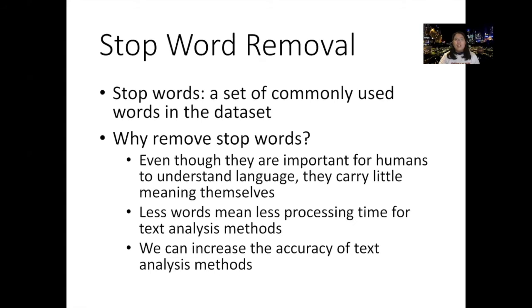Lastly, we can increase the accuracy of text analysis methods. Sometimes you find spurious correlations or associations that are not meaningful. For example, you observe that the positive reviews for a product are more likely to contain the word "and." Your text analysis method may take this into account and classify all reviews with the word "and" as positive reviews. But if you remove these types of words, you get less of these noisy associations.